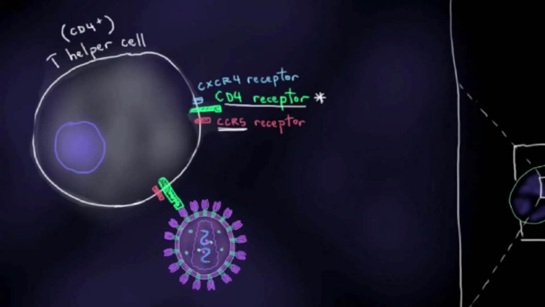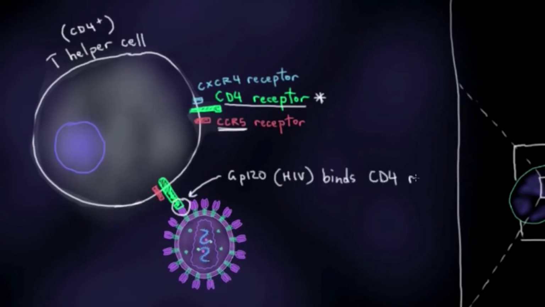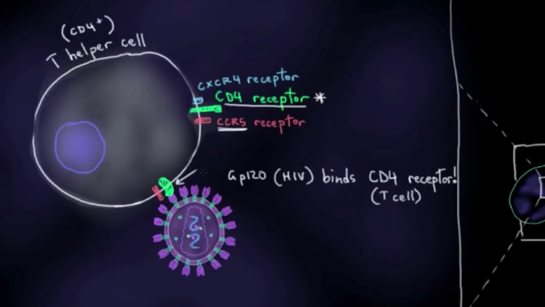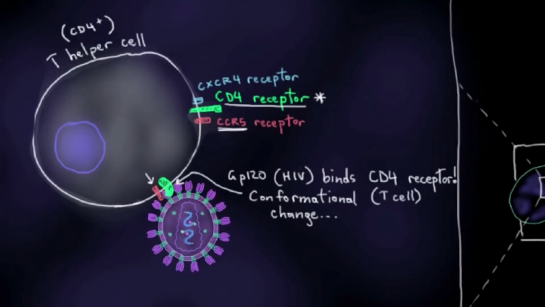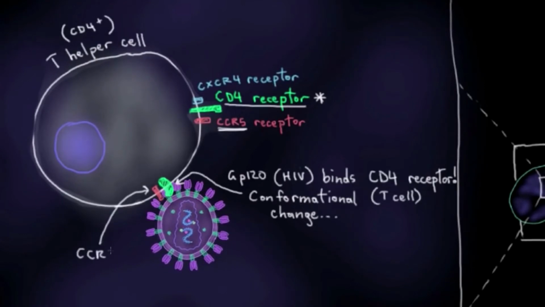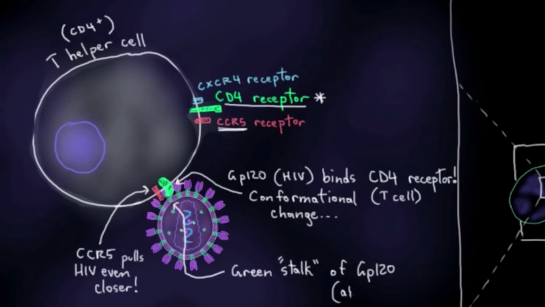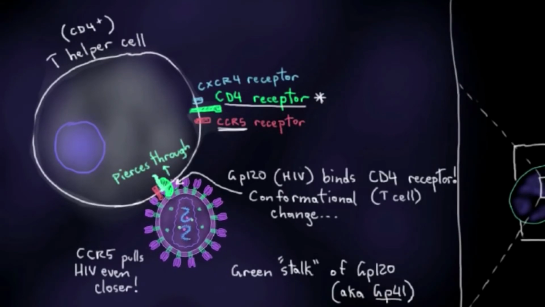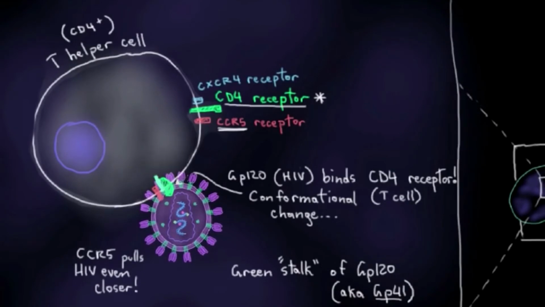GP120 on the HIV envelope first binds the CD4 receptor on a T helper cell. This binding induces a conformational change in the CD4 receptor protein, and it allows our co-receptor, either CCR5 or CXCR4, to grab a hold of this complex and pull the viral membrane and the T cell membrane closer together. And when they get close enough, the stalk of the GP120 protein pierces through our T cell membrane, and it pulls the viral and the T cell membranes even closer together. What ultimately happens is that the two membranes will fuse together, which allows the HIV particle to essentially inject.